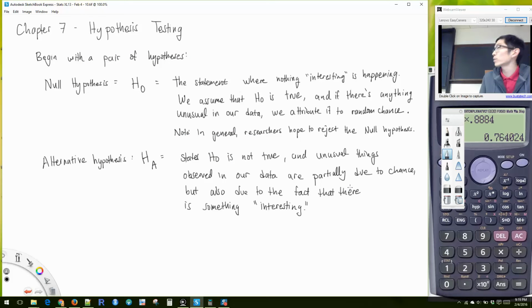Okay. And so the way we conduct research is we create a pair of hypotheses, and the null hypothesis is kind of the status quo, nothing interesting is happening. And we say, well, here's this data I observed. If we assume that nothing interesting is happening, what is the probability that I will observe this data that I have?